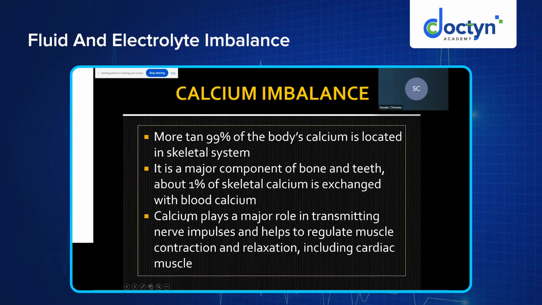be supplemented. So, calcium imbalance. More than 99% of the body calcium is located where? It is located in the skeletal system. So it is the major component of what? Of the bones and teeth, and it helps in strengthening. 1% of the skeletal calcium is exchanged with blood calcium levels. So calcium plays an important role in transmitting nerve impulses and helps to regulate muscle contraction and relaxation, including the cardiac muscle.